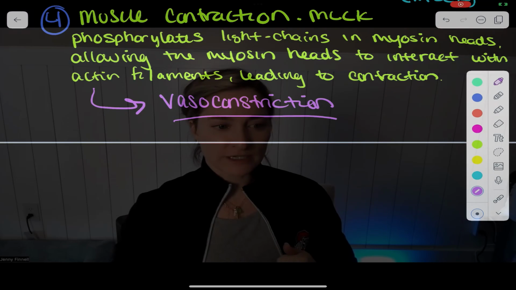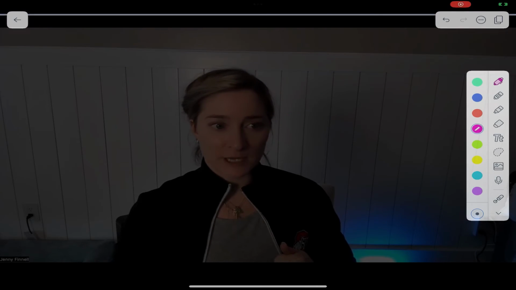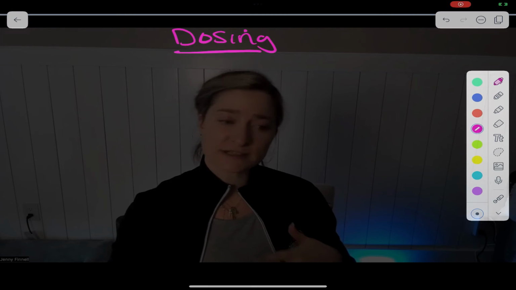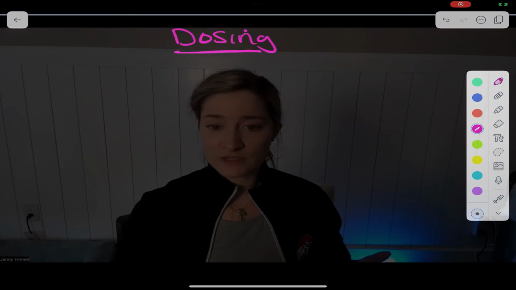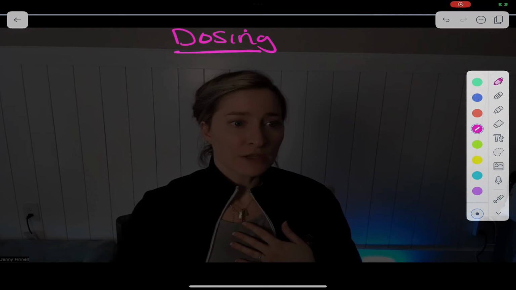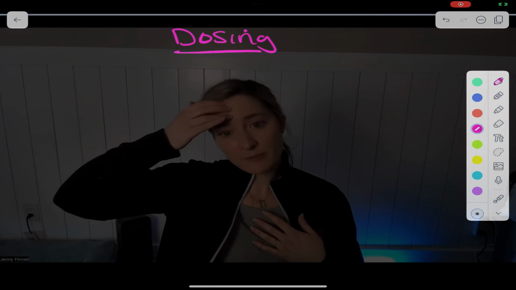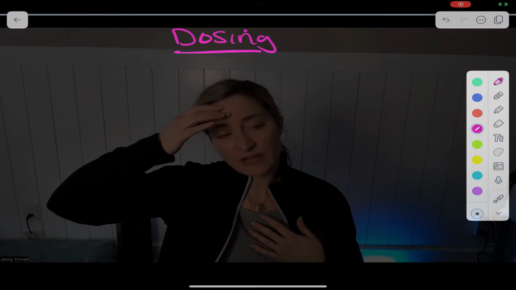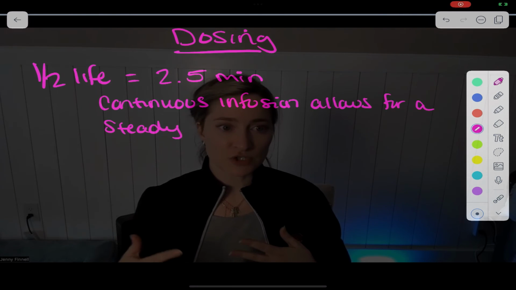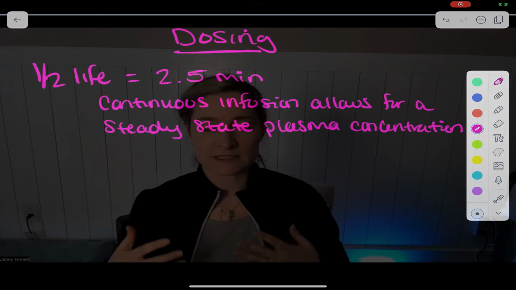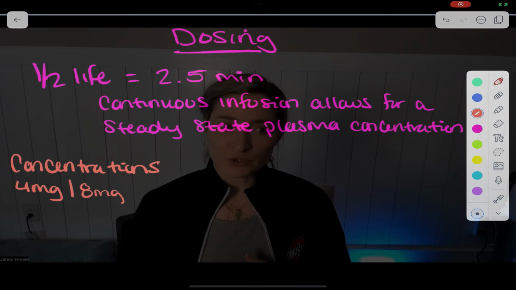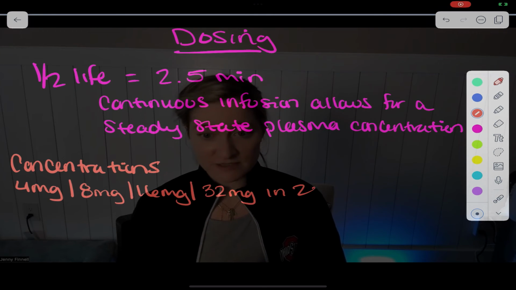All right, now we're going to wrap this up with some dosing, and then we're going to cover some common uses. And finally, I'm going to go over some formulas that I feel like you should make sure you know. So, some important things to know about dosing is that the half-life is 2.5 minutes. And when you do a continuous infusion, you achieve a steady state plasma concentration. You can mix Levophed in various concentrations.